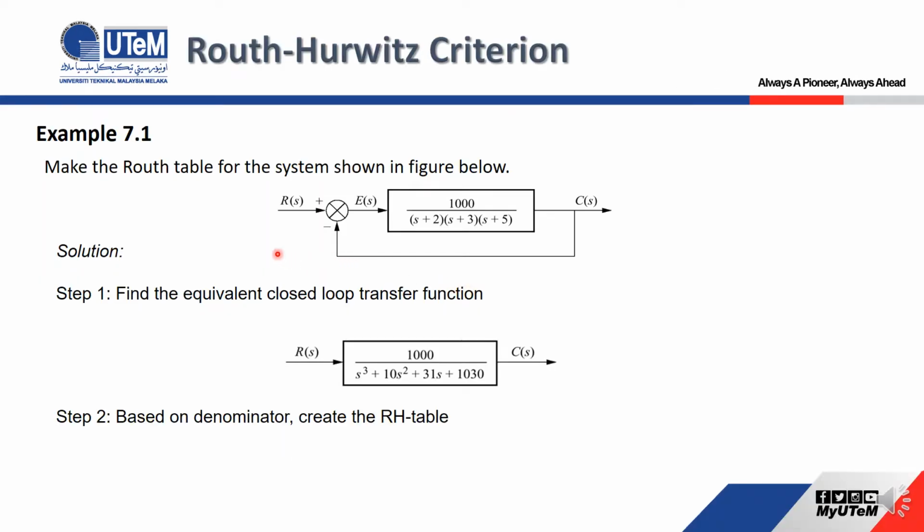For this example, this is a closed loop system where the G(s) for the system is 1000 divided by s plus 2 times s plus 3 times s plus 5. So this is a unity feedback system.